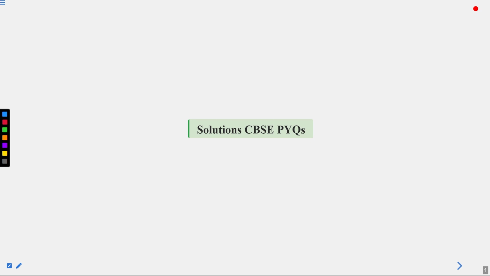Today, we are going to look at some CBSE PYQs from our chapter, which is Solutions. We have already covered its theory and its NCERT exemplar questions, and today we will see some CBSE PYQs, which CBSE has covered in its examination. So, okay, let's start.